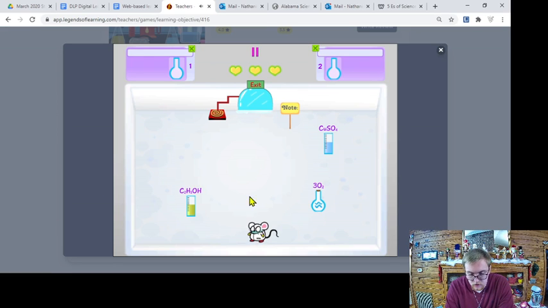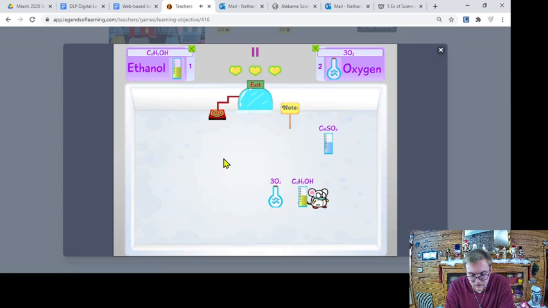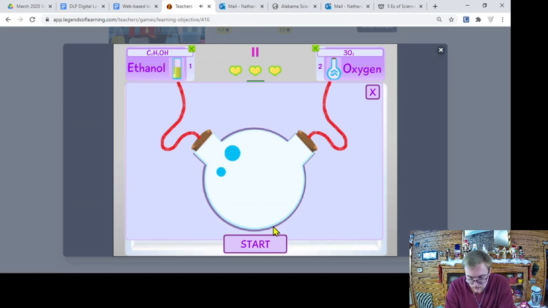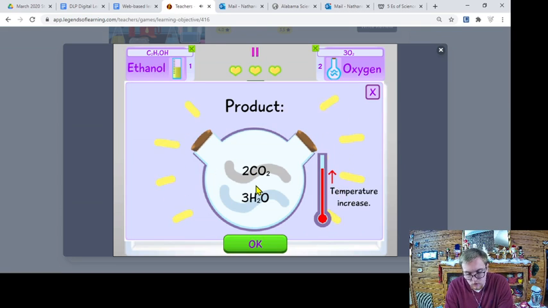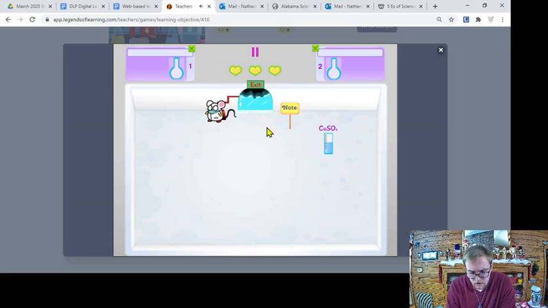So, do we see them anywhere? We see C2H5OH. Okay, we grabbed it. That's ethanol. We see 3 moles of H2. Those are our reactants. Now we take them over to our reaction station up here, and we're going to combine them. We're going to combine them by hitting start, and our product, 2 moles of carbon dioxide and 3 moles of water, and a temperature increase. So, we're going to click OK, and look at the exit door.